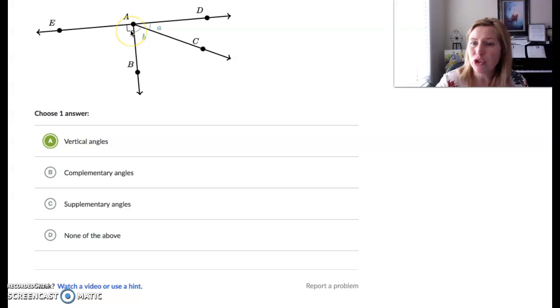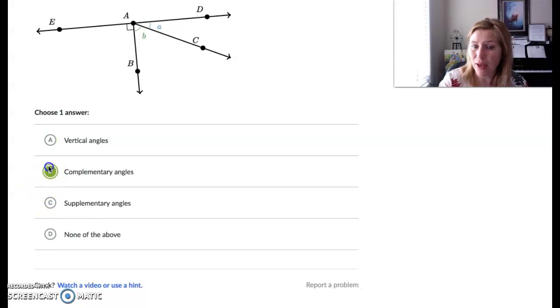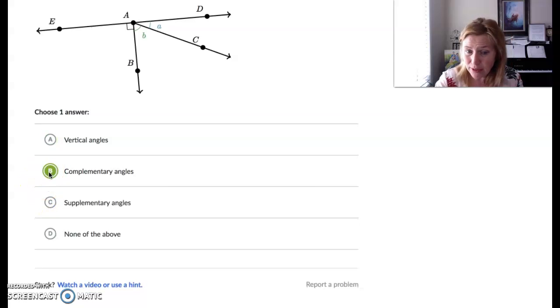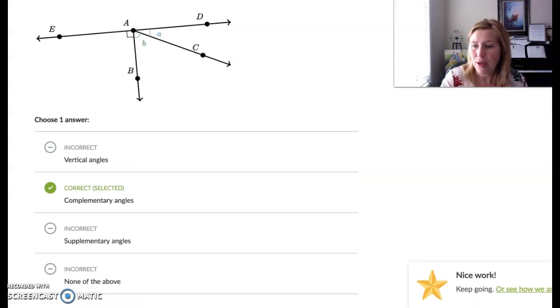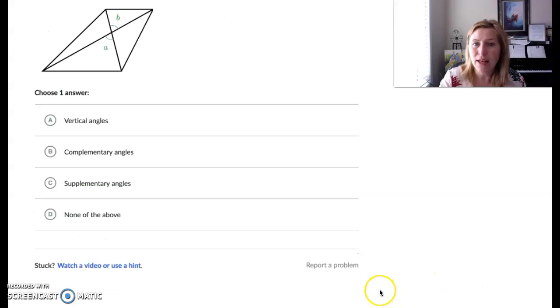But complementary, that's when it sums to 90 degrees. And look right here, we can see that it does, because this side's 90. So these two need to sum to 90 as well. And we complement the right. Remember, we complement the right. So if it's a right angle, it's complementary. So let's look at the next one.